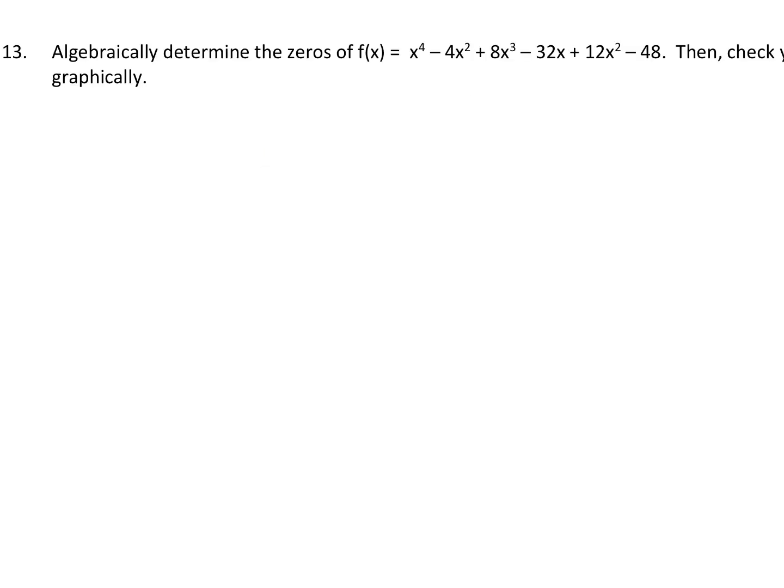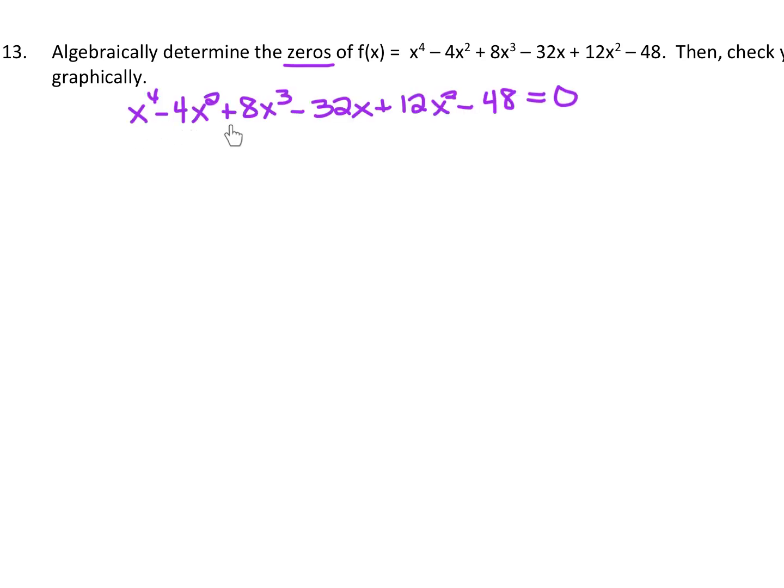Okay, number 13 wants us to algebraically determine the zeros, so it lets us know that we have to take this function and set it equal to 0. And then when we're done, they want us to check our answer graphically. Okay, so now I know when we have 6 terms, right?